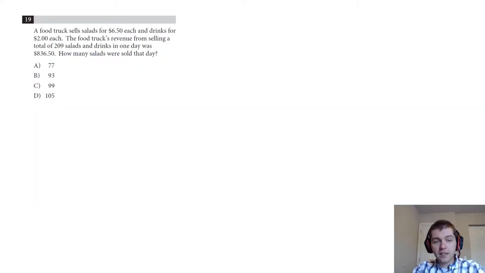Okay, problem 19. What they're asking for is how many of some item, in this case salads, were sold in a given day. And this is a pretty common type of problem on the SAT, where they're giving you two different types of items that are being sold, and they'll give you information about those items, both information about the cost and information about number of items sold. And it'll change which information they give. Sometimes they'll give the cost of both, which they're doing in this case, the total number sold and the total revenue made.